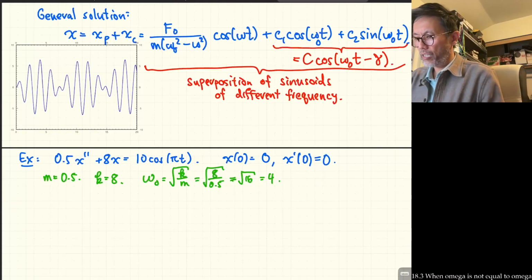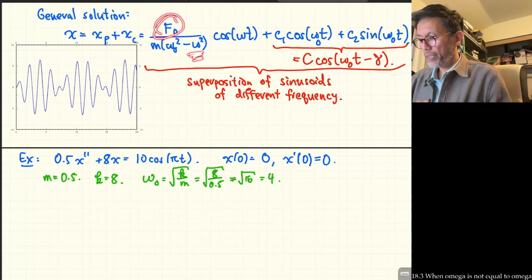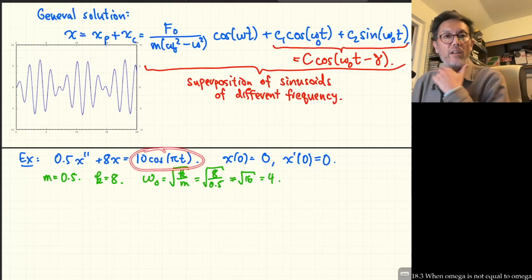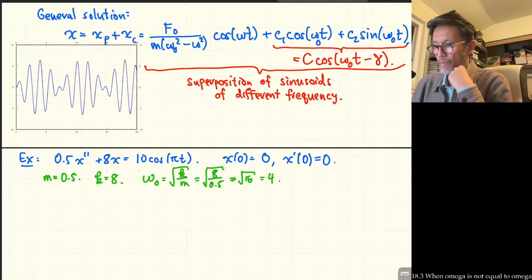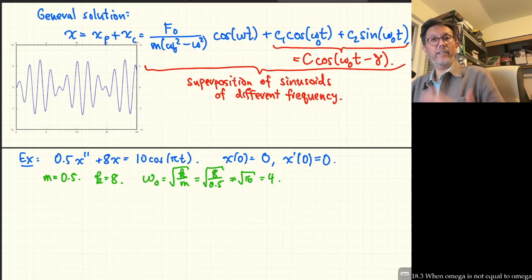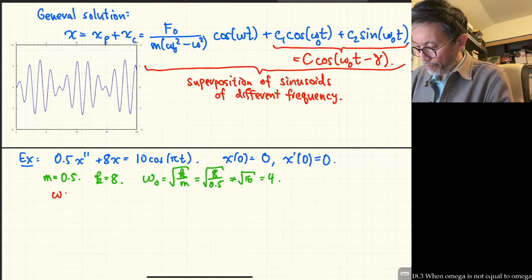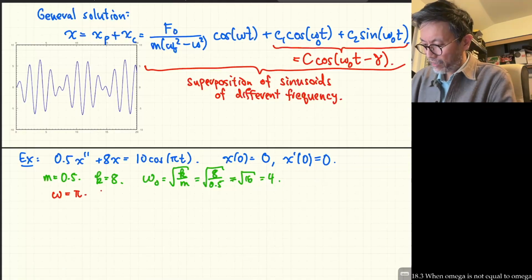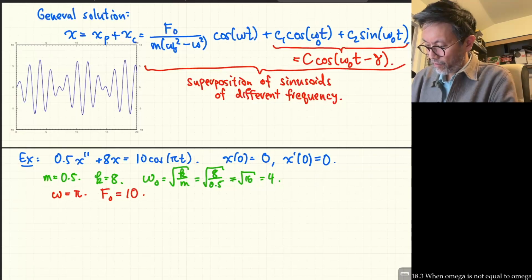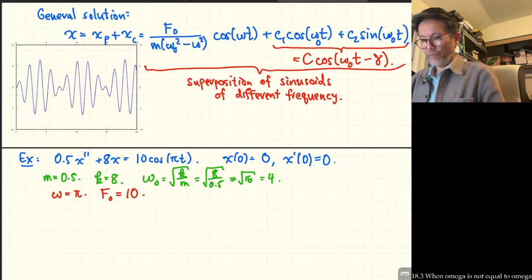Oh, we also need to know, looking at the general solution here, omega and f naught. Okay, but these are really identifiable from the forcing function. In this case, the forcing function is 10 cosine pi t, and that's supposed to be f naught cosine omega t in our setup. So we can identify that omega is pi, okay, and that f naught is 10. So we've got all the elements here that we need to write down x of t.